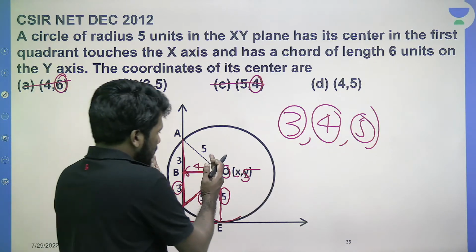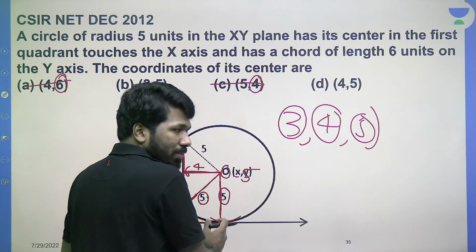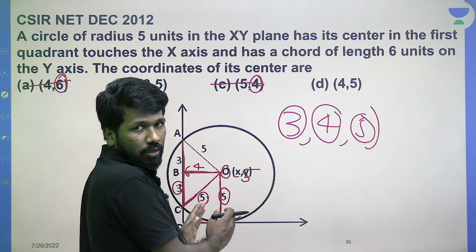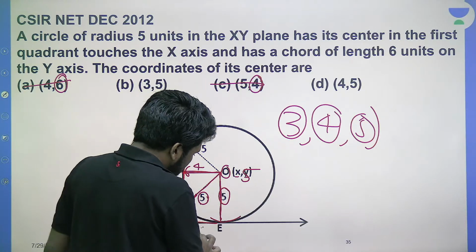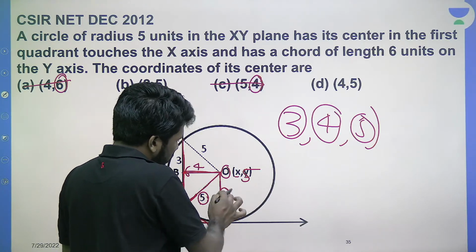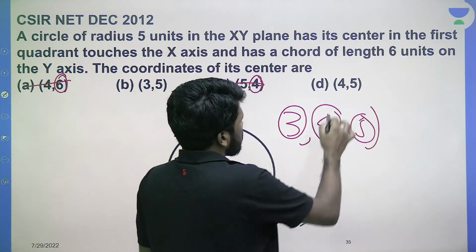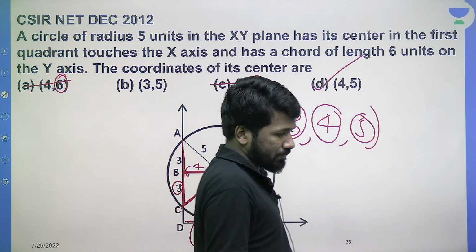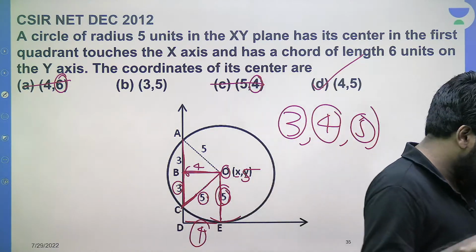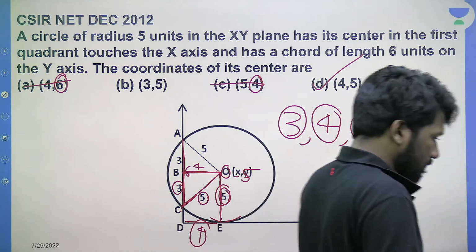That means the center is separated by a horizontal distance of 4. Horizontal distance of 4, vertical distance of 5. So (4, 5) is the answer. All of you understand this? Please respond.